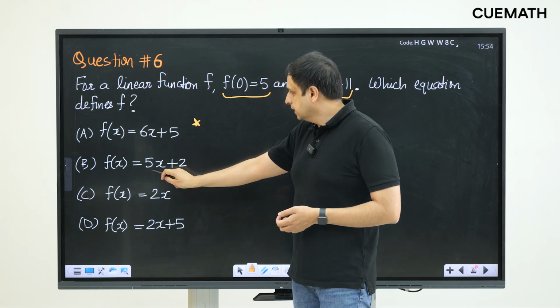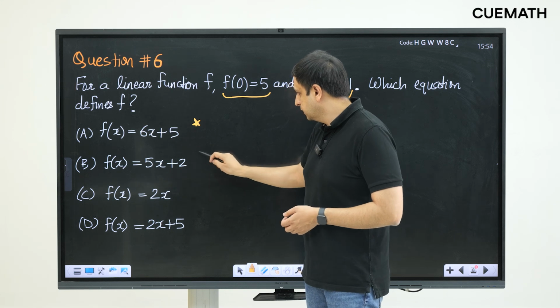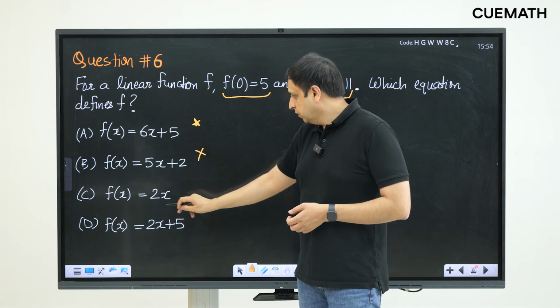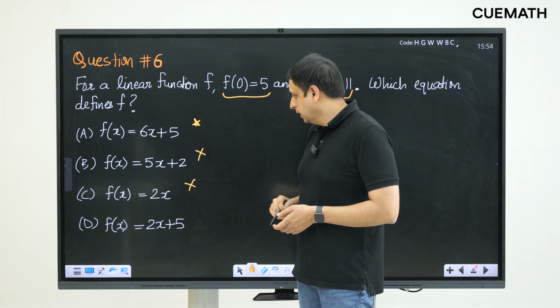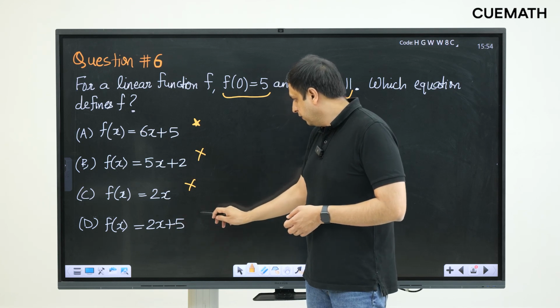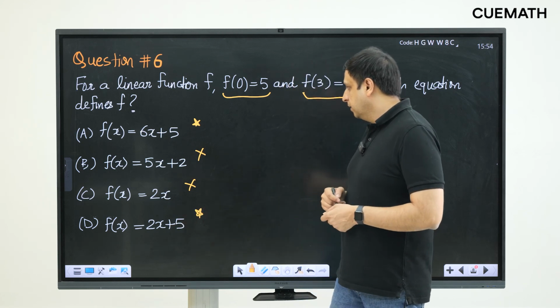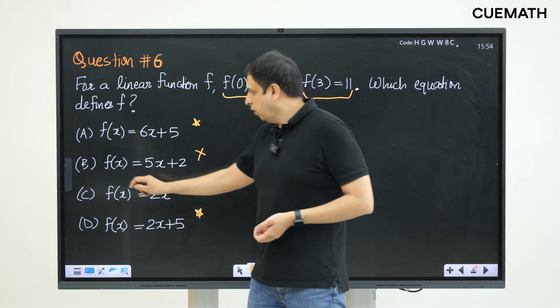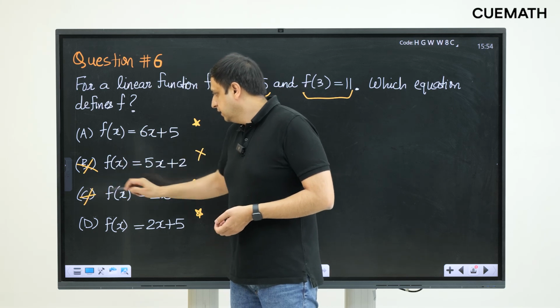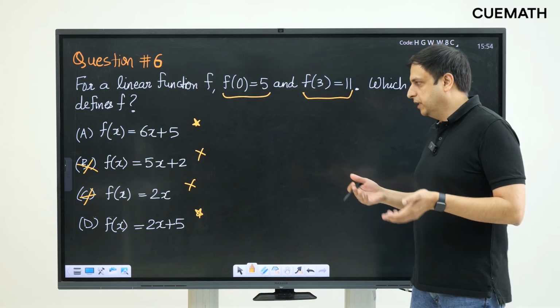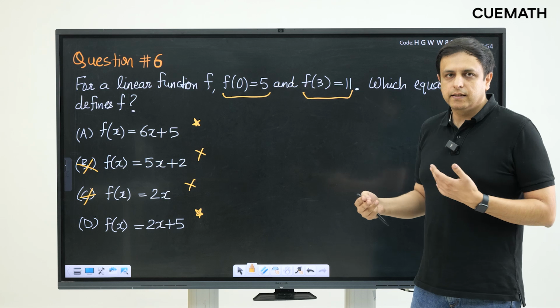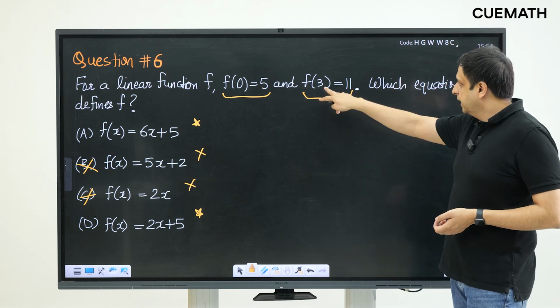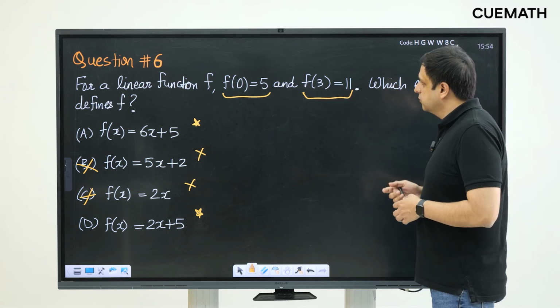If I substitute x equal to 0 here, I will get 2. So this one won't work. X equal to 0 here will give me 0. This one also won't work. X equal to 0 will give me 5 here. So this one could also be a potential solution. So I have already ruled out this and this, and the choice is now between A and D. Now I'll take x as 3 and see if that gives me 11.